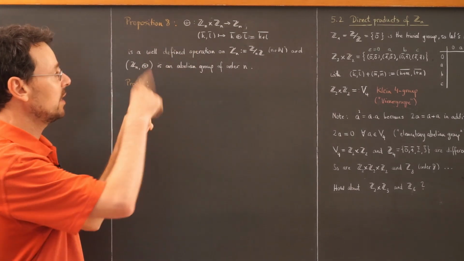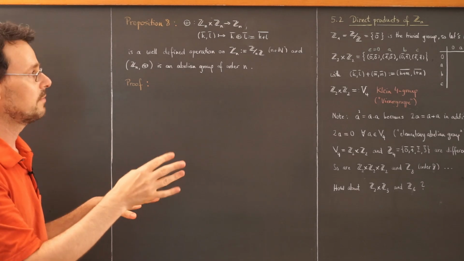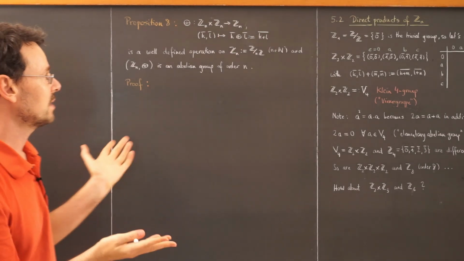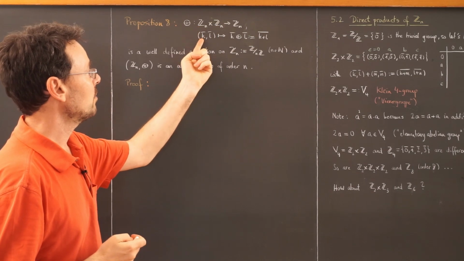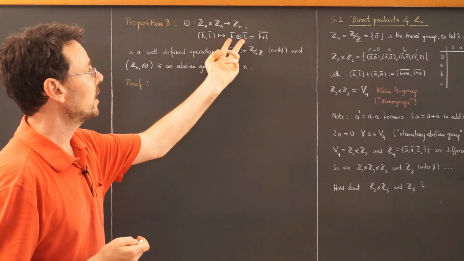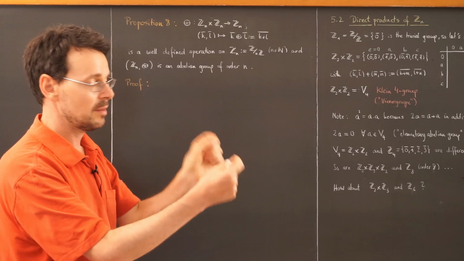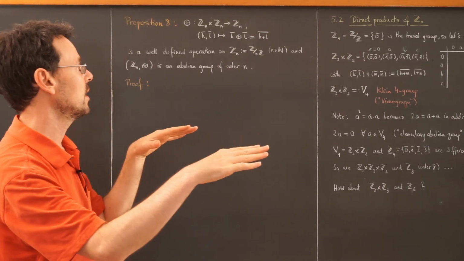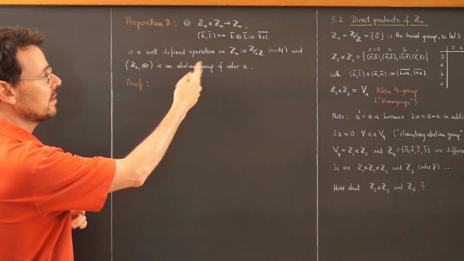For now we write it as plus with a circle around. After this proof we're going to leave the circle away and simply write plus. So I take two elements, k bar and l bar, two residue classes mod n, and I define their sum to be simply k plus l, and then the residue class. Then I claim that this is a well-defined operation.